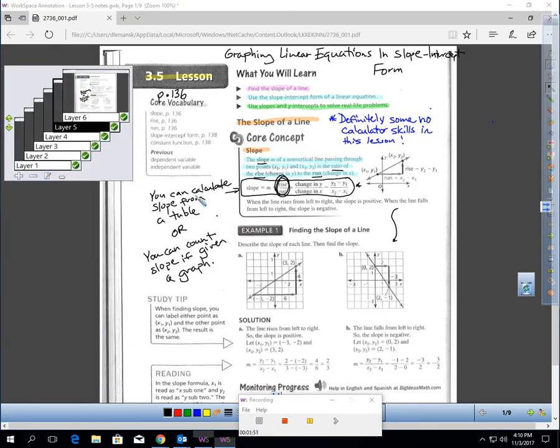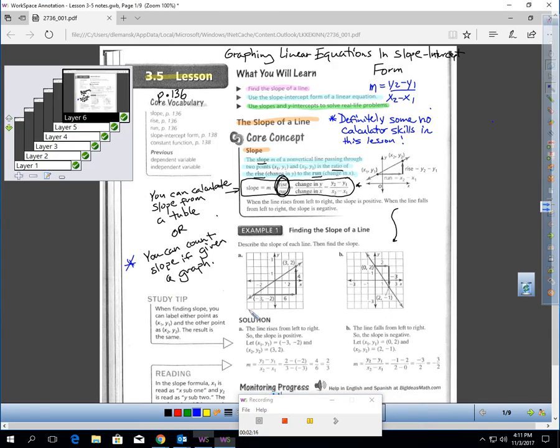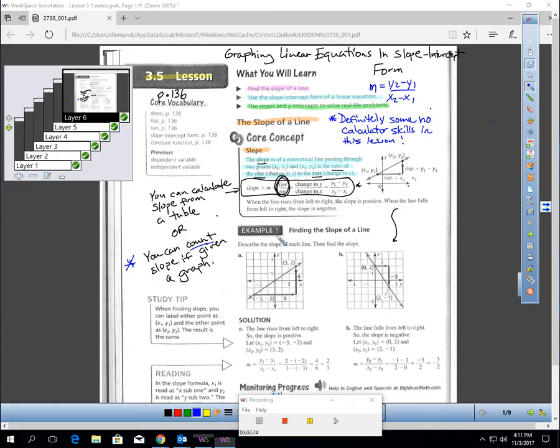Now, the book doesn't say this, but I'm going to. You can calculate slope from a table by using this formula. Let me write the formula one more time, and I wrote it here. Or you can count slope if given a graph. So what I'm saying here, if you have a graph like these are, you can get the slope without even using the formula by just counting squares. Okay, so let's see that at work on these two examples.